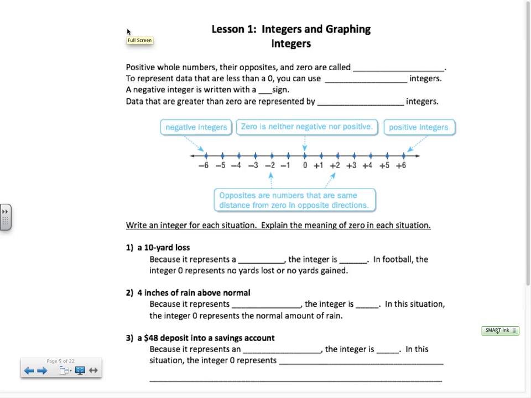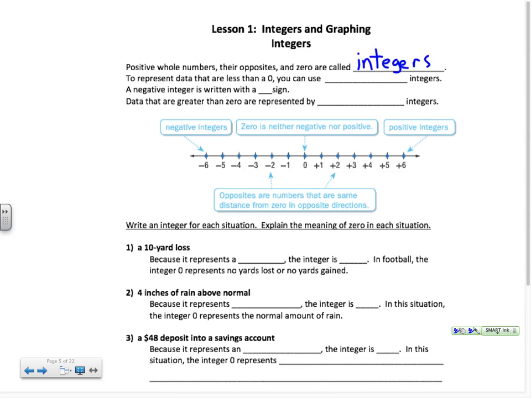All right, we are starting Chapter 5, Lesson 1, Integers and Graphing Integers. Can somebody read the first sentence and fill in the blank with the correct definition? David, nice and loud. Positive whole numbers, their opposites, and zero are called integers.